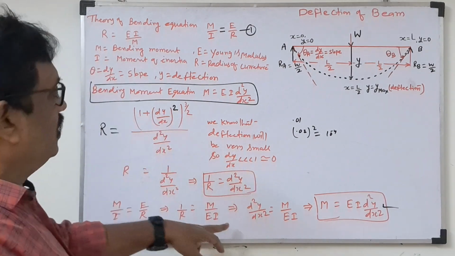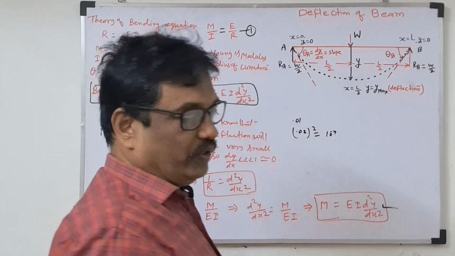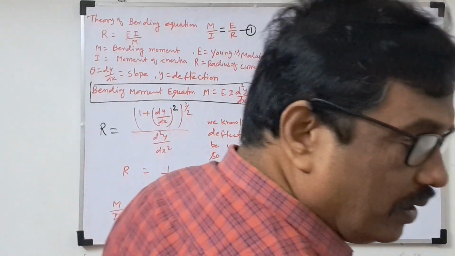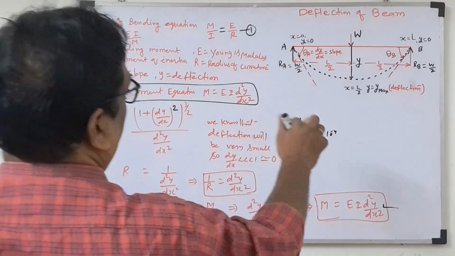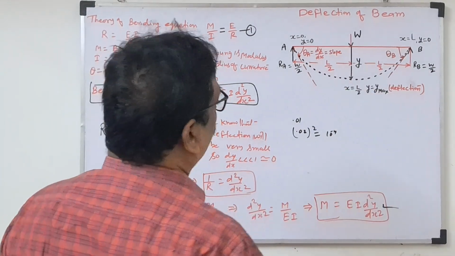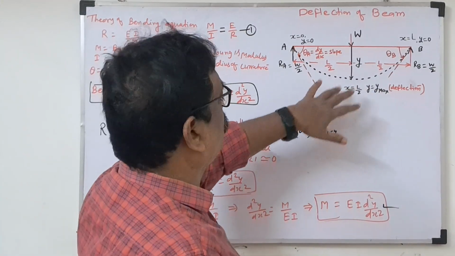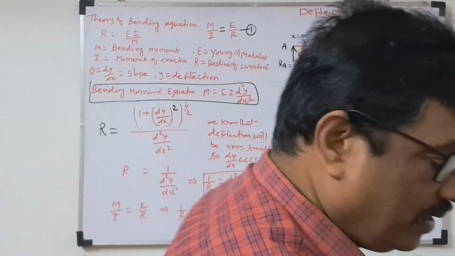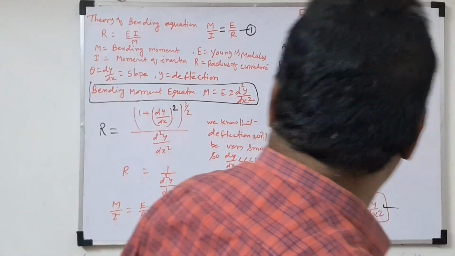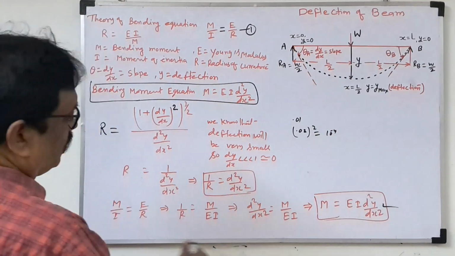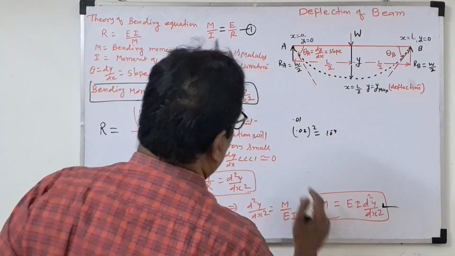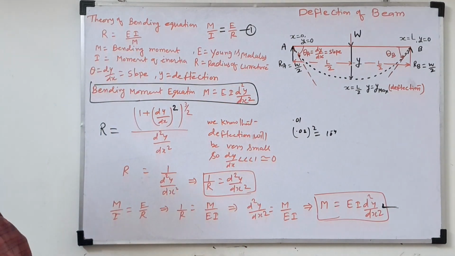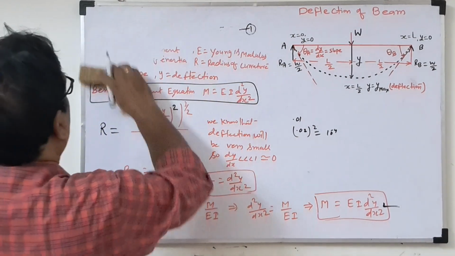Based on this equation, we are going to derive one theorem: the deflection of a simply supported beam carrying a point load at the center. That only we are going to derive, what will be the deflection and what will be the slope. So I will write that question here, based on this bending moment equation. That is why I showed how this bending moment equation came.